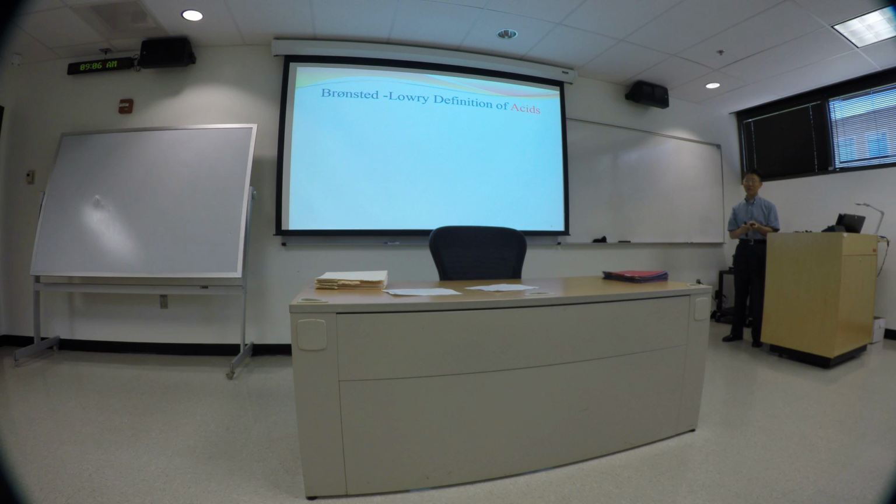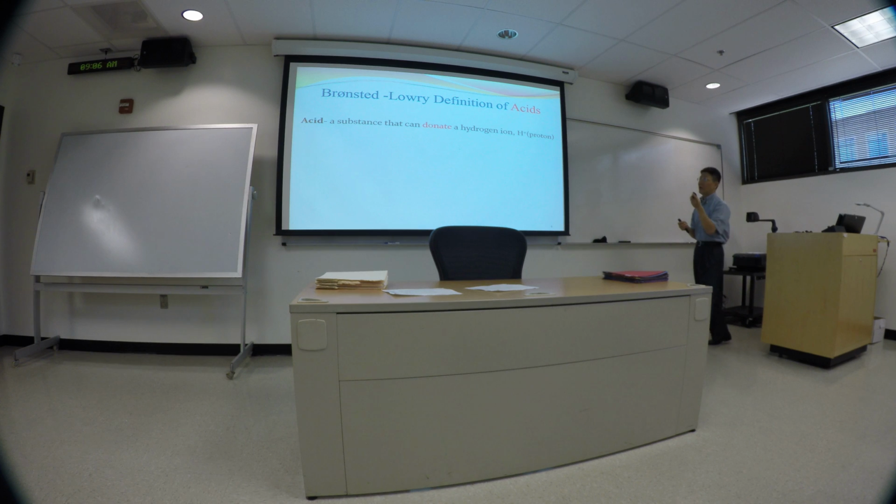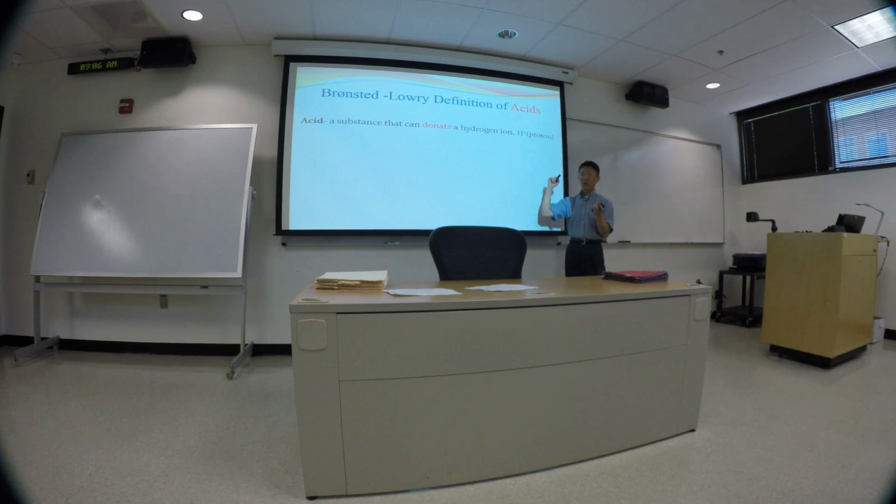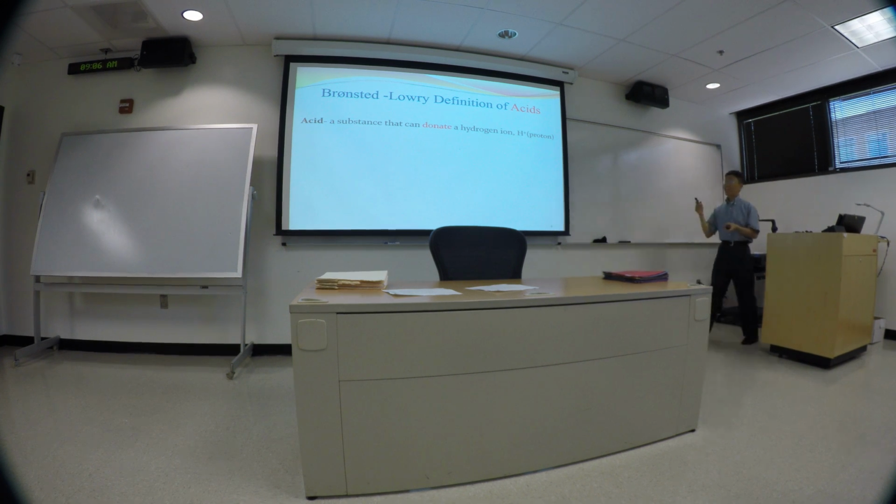And the Bronsted-Lowry definition focuses on what happens when you have a compound that can be called an acid. An acid is a substance that can donate, meaning give out, a hydrogen ion, H+. Hydrogen has one proton, one electron. When you lose that one electron, the only thing left is the proton. So you see the term proton for H+, and you also see the term hydrogen ion. They mean the same thing. Okay? So acid would be something that can donate a hydrogen ion.